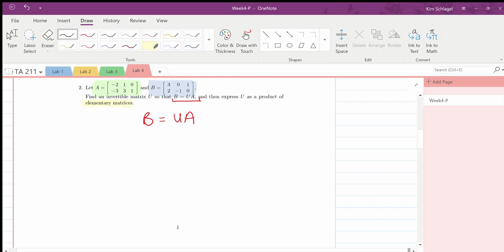So this question is asking us to essentially find the series of elementary matrices that turn A into B. Okay, so I'll explain that a little bit better here. So U is our series, our product of elementary matrices, right?